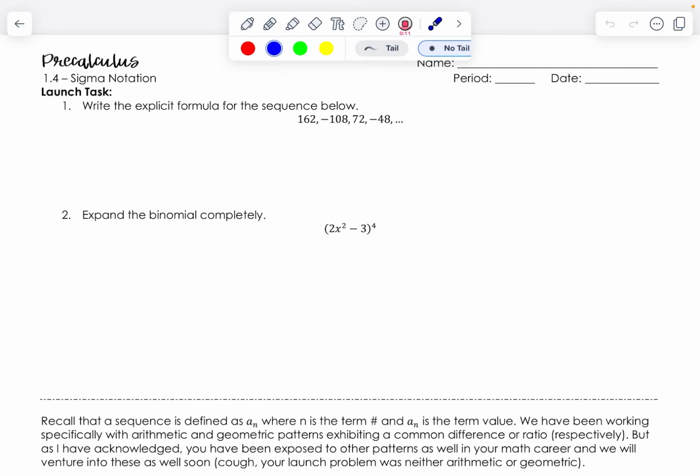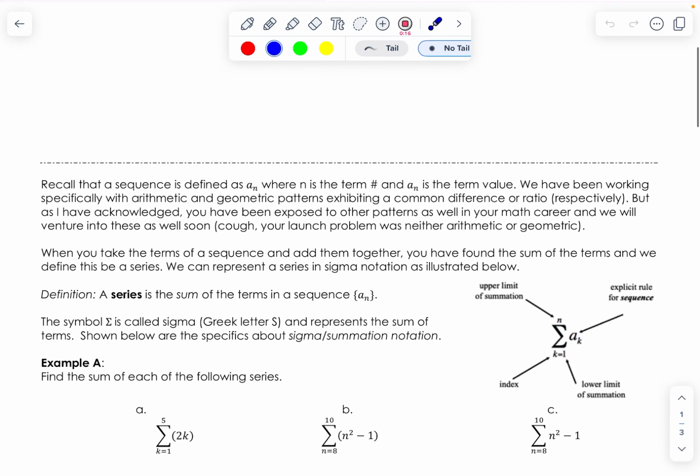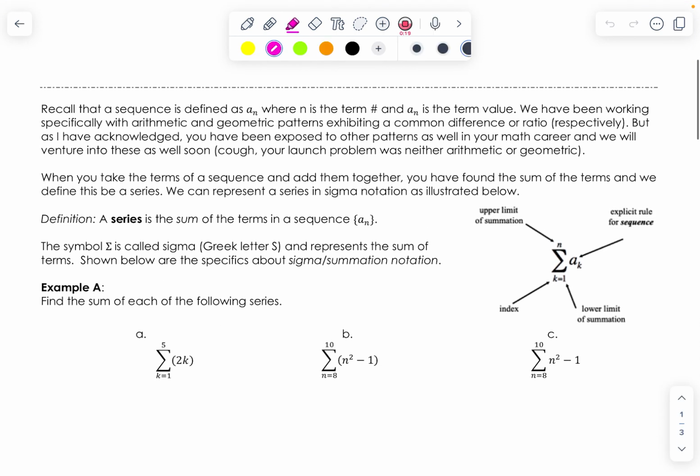This is 1.4, sigma notation. Recall that a sequence is defined as A sub n, where n is the term number and A sub n is the term value. We've been working with arithmetic and geometric patterns. Arithmetic had a common difference and geometric sequences had a common ratio. You've been exposed to other patterns as well, and we're going to venture into these soon enough.